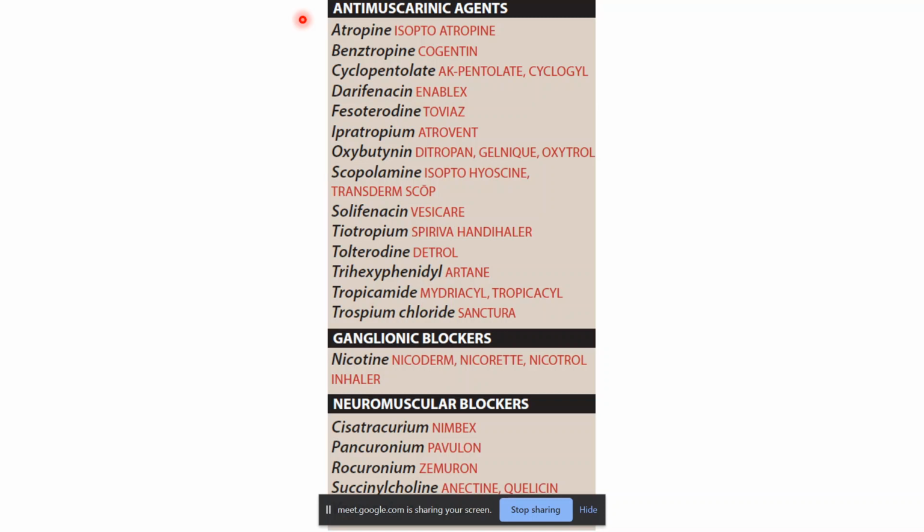So these are the most useful drugs, and we will mostly discuss these groups today, because they block the muscarinic receptors selectively, and that blocks the parasympathetic effects.